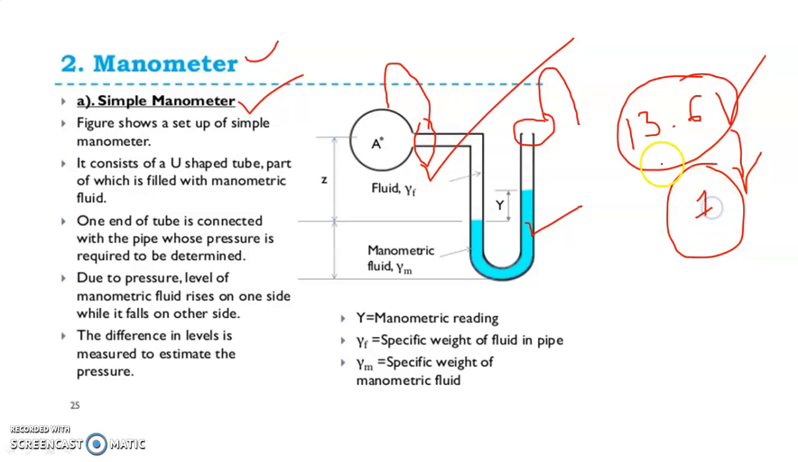Take 1 liter of water and 1 liter of mercury and weigh them. So 1 liter of water, assume it equals 1 kg. Then the same 1 liter of mercury is equal to 13.6 kg. It is 13.6 times greater than water. So this is the specific gravity of mercury. Clear. Next, the simple manometer. It consists of two sections. One is a liquid section, another one is a manometer.